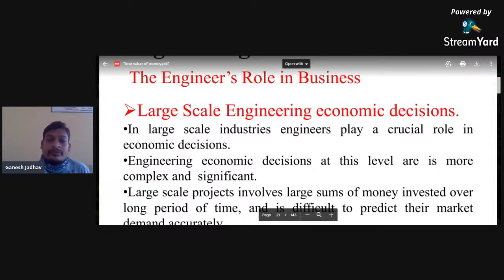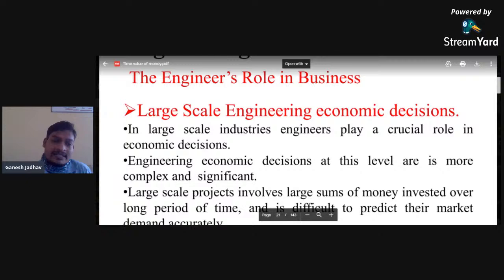So this is the scale of the engineering, okay. They say that large scale engineering is required for taking economical decisions also, okay. In large scale industries, engineers play a crucial role in the economical decision. Crucial means whatever the role, it relates to the economy. So engineering economic decisions at this level are more complex and significant, okay.